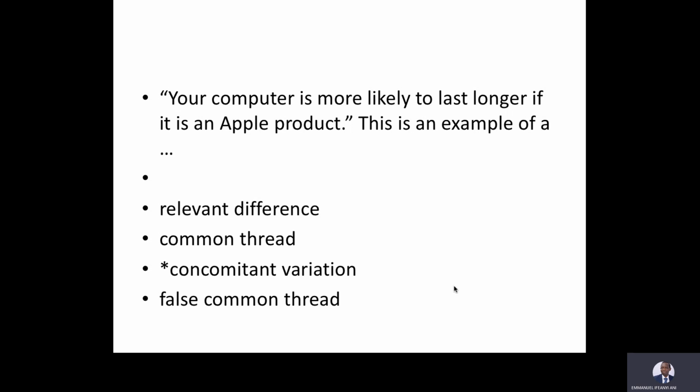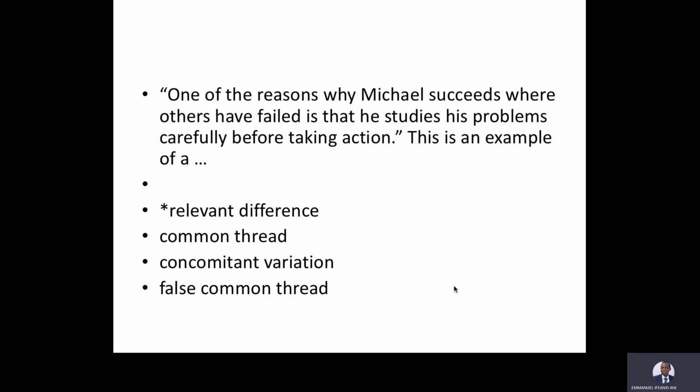One of the reasons why Michael succeeds where others have failed is that he studies his problems carefully before taking action. This is an example of what? Relevant difference, common thread, concomitant variation, false common thread. It should be relevant difference, because the relevant difference in all these cases is what? Michael. Michael explains why he succeeds where others failed.